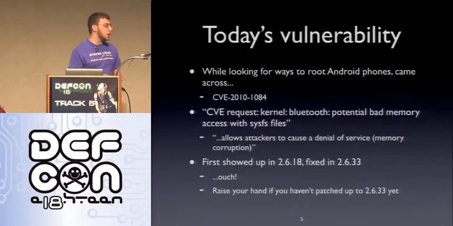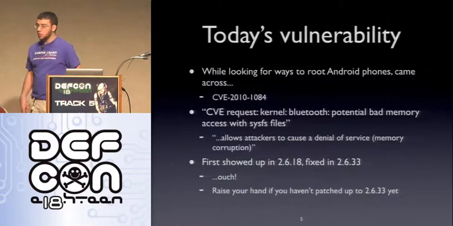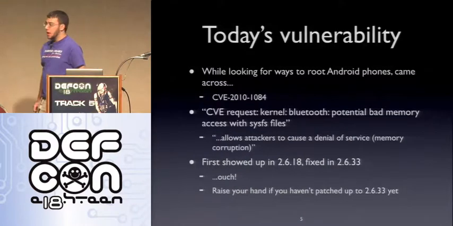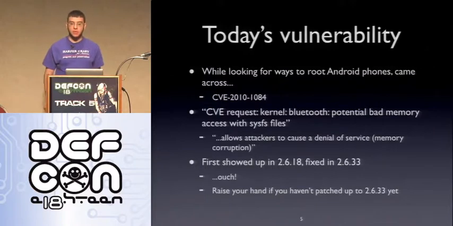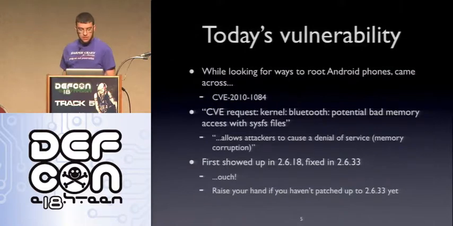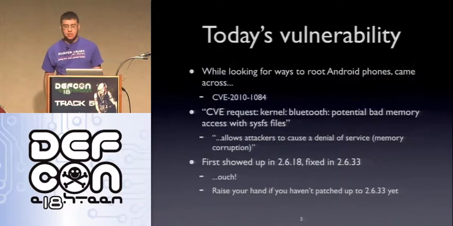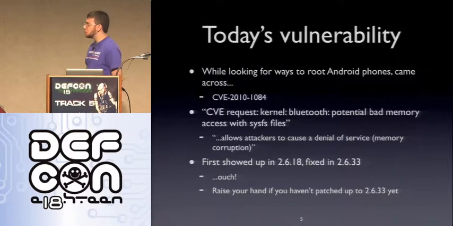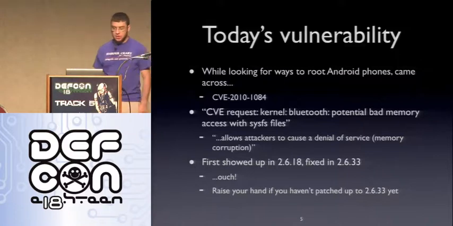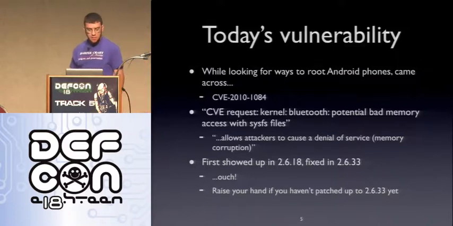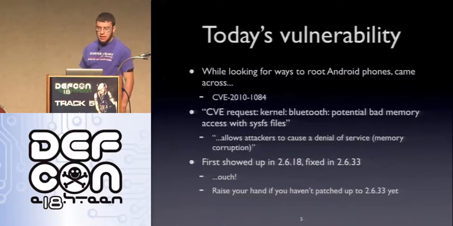Here's a vulnerability I'm going to be talking about today. Very early on, we were looking for ways to root the HTC Incredible because nobody had really solved that problem yet. And we came across this exploit, CVE-2010-1084. This is what they called a kernel denial of service attack. You could crash the kernel, and they wrote it as: bad memory access with sysfs files allows attackers to cause a denial of service, memory corruption.